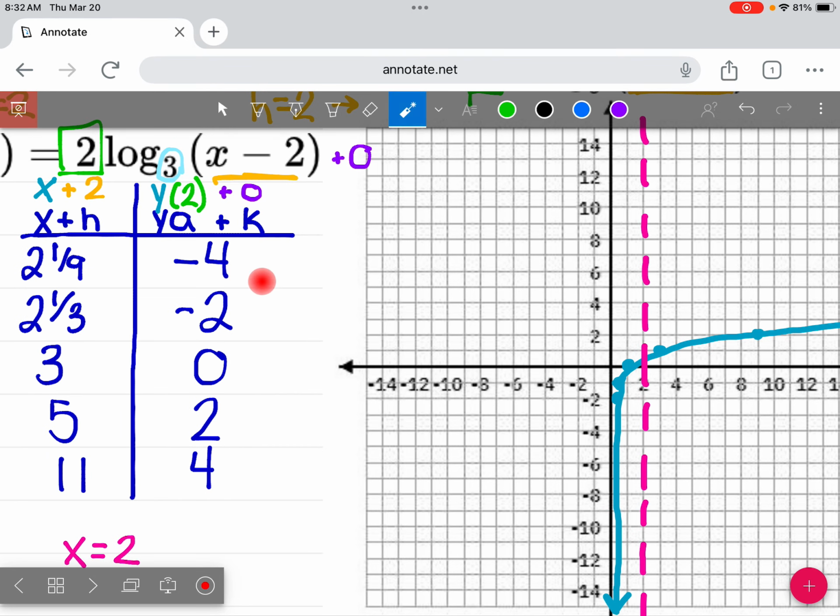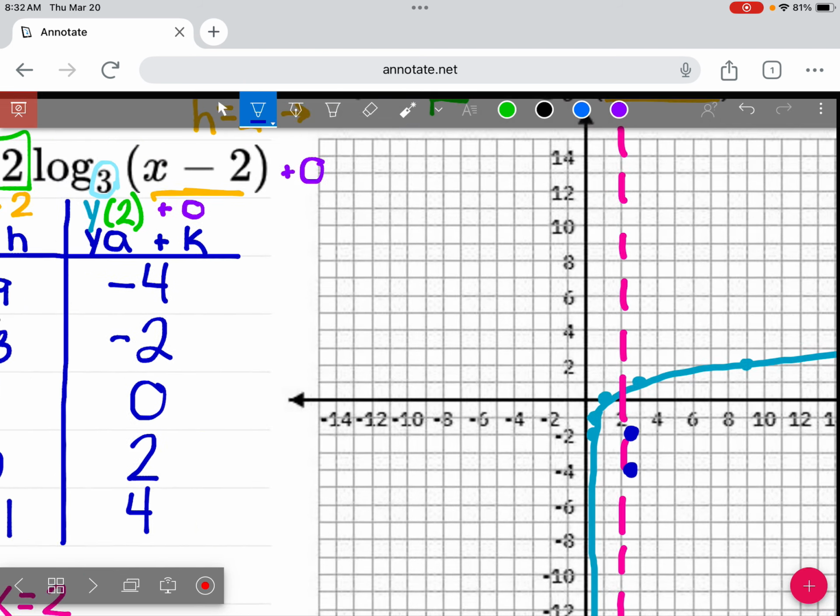So then we're going to plot up our points so we can see what's happening with our transformations here. So we're going to have our 2 and 1/9, so just barely past our asymptote at -4. So we're down here. 2 and 1/9. There we go. And when we have graphs that are this big, our boxes wind up very, very small. So do not fret about the fact that my 2 and 1/9 at -4 and my 2 and 1/3 at -2 look like they're darn near at the identical x. They're very close together, and that's okay.